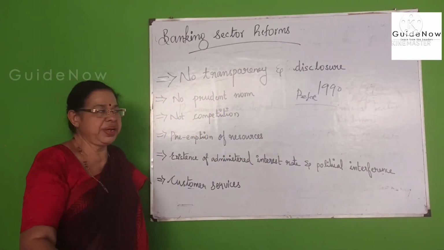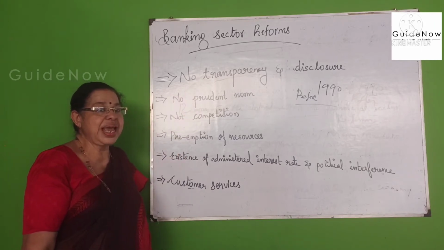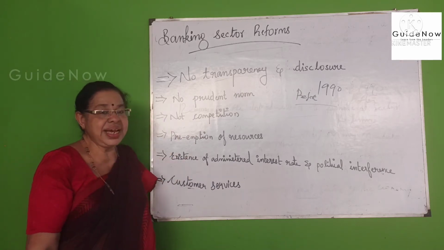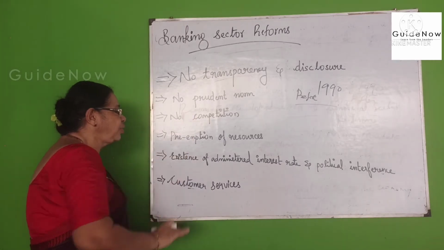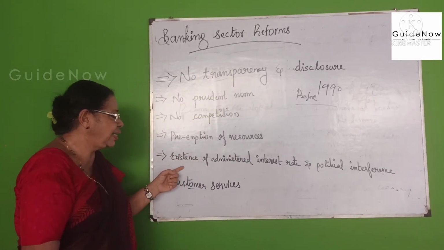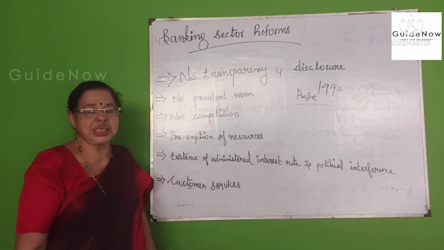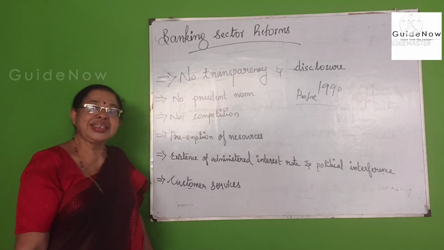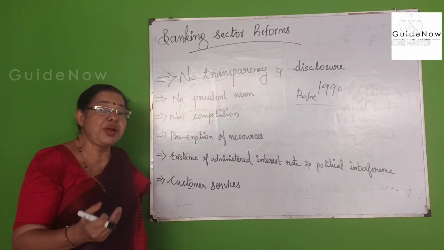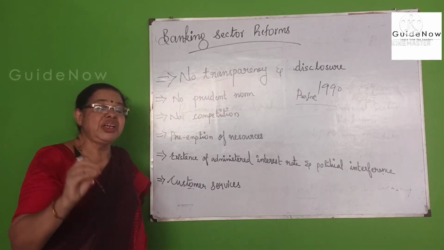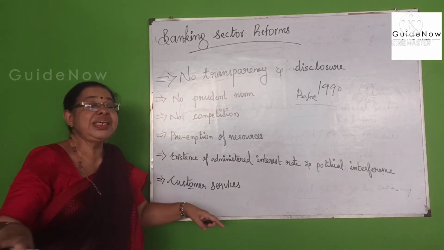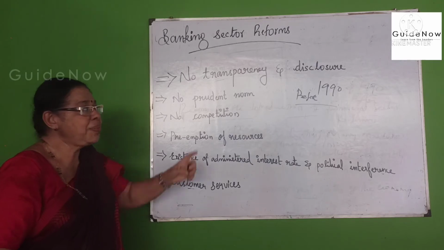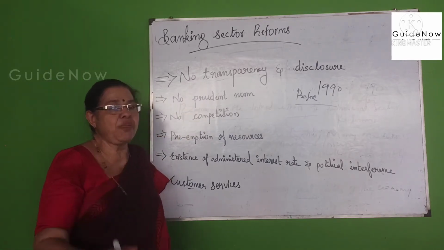There are 6 points explained here. One is no transparency and disclosure, second is no prudent norm, third is no competition, fourth is preemption of resources, fifth is the existence of administered interest rates and political interference, and last is customer services. These are the major problems or difficulties before 1990, or the background for the introduction of banking sector reforms.